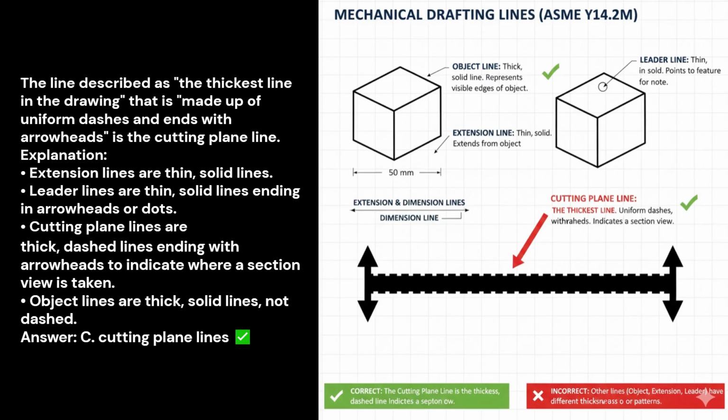Cutting plane lines are thick, dashed lines, sometimes alternating long and short dashes, but uniform patterns are also used, ending with arrowheads to indicate where a section view is taken. Object lines are thick, solid lines, not dashed. Answer: C. Cutting plane lines.